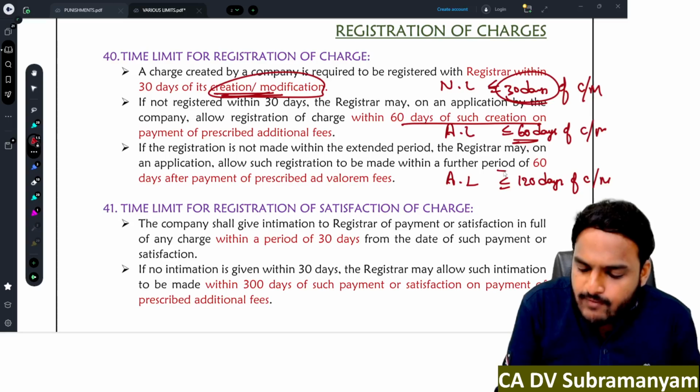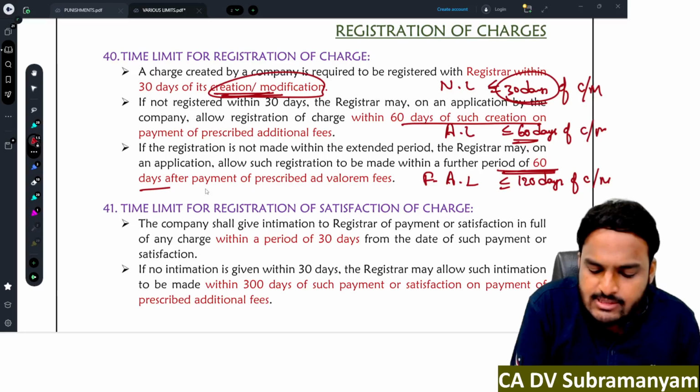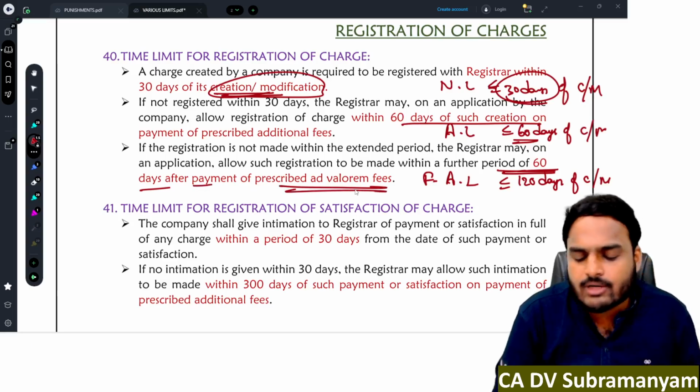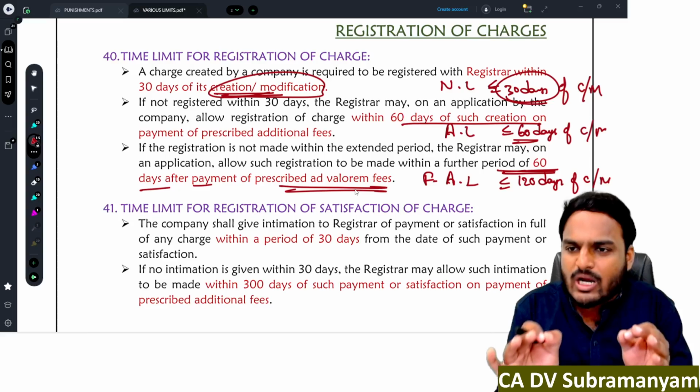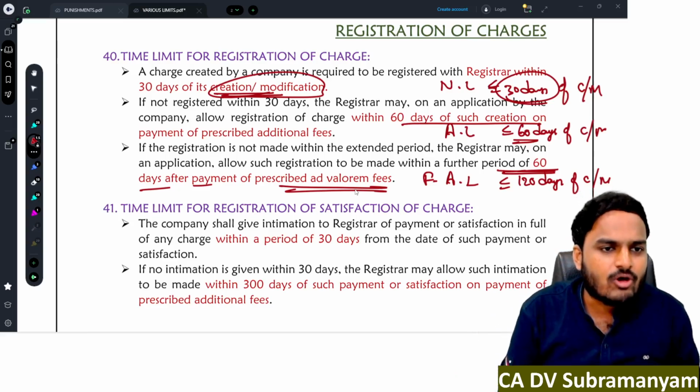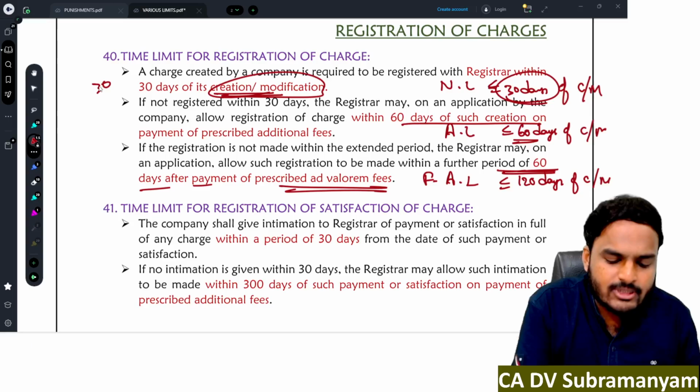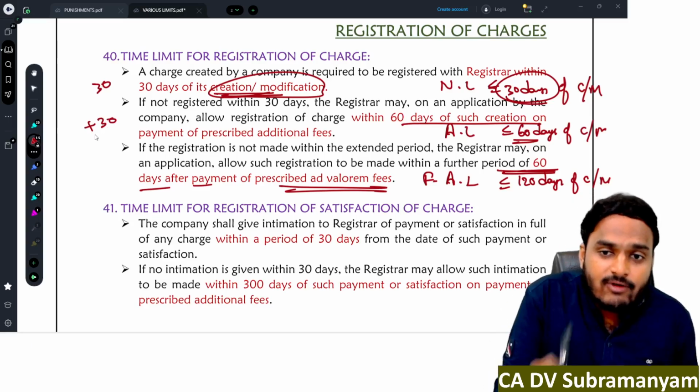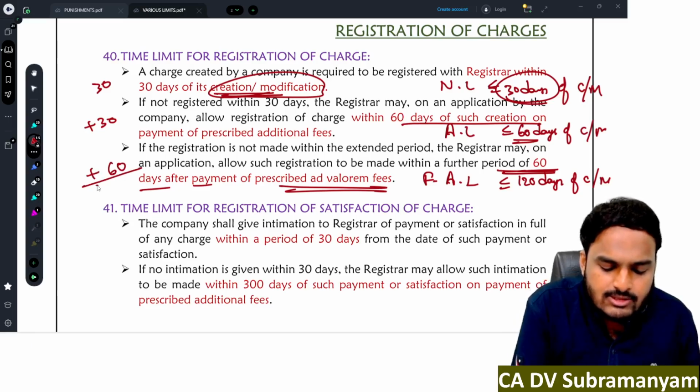And next one, further additional time limit. Further period of 60 days after payment of prescribed ad valorem fees. So total you will find 120 days of creation or modification. Normal time limit 30 days. With additional fees, you will be given extra 30 days. With ad valorem fees, you will be given extra 60 days. So total how much? 120 days.